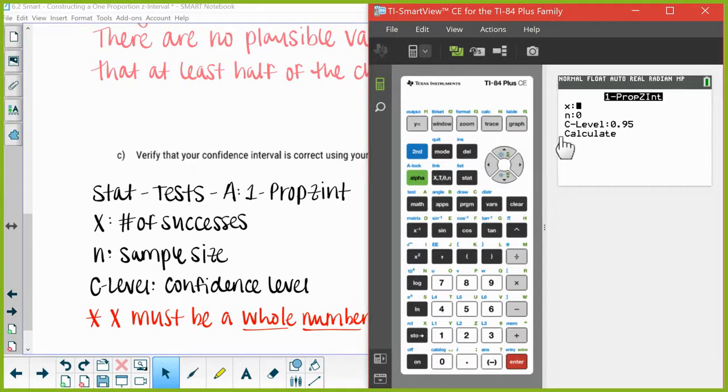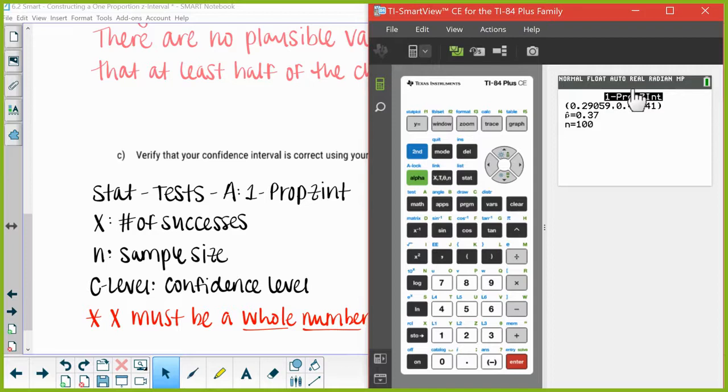Now, it's going to ask you three things. It's going to ask you X, which should be the number of successes, N, which is your sample size, and C level, which is your confidence level. So our number of successes in our sample, we had 37 blue chips out of 100. And we want to calculate a confidence level of 0.90. So I'm going to hit calculate, and it's going to tell me my confidence interval is from 0.2905 to 0.4494, which is exactly what we calculated by hand. Almost. Rounding sometimes gets a little bit off.